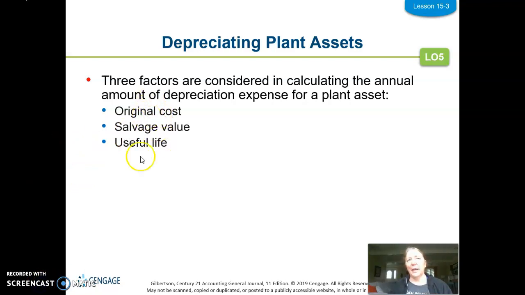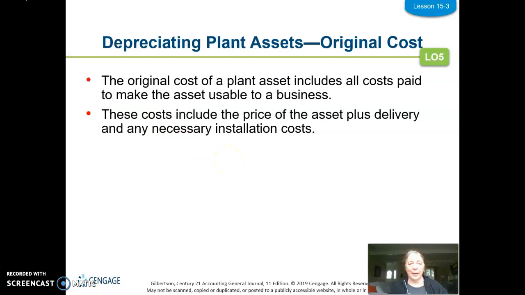And you absolutely have to know these for everything that you do in order to calculate depreciation. So we have a slide on each of them. The first factor that matters is original cost. And original cost is the price that you paid to buy the asset and to make it usable to a business. So if it requires installation, shipping to get to you, any of that kind of stuff, all those costs would get included in the cost of the asset.